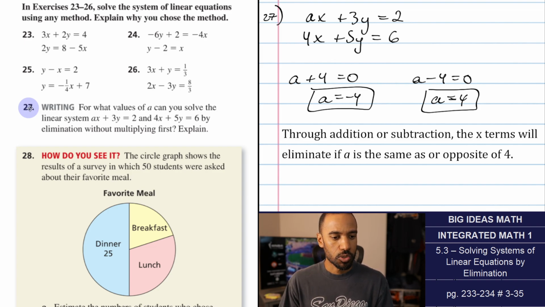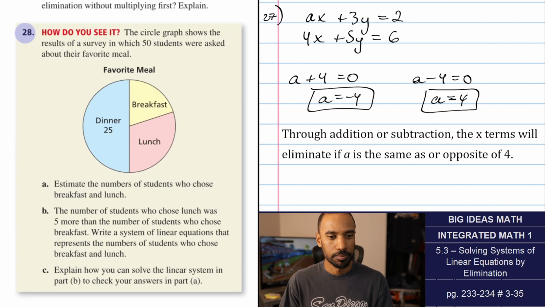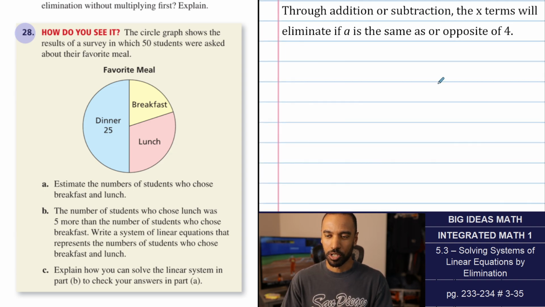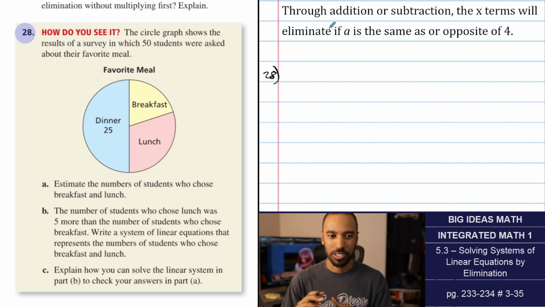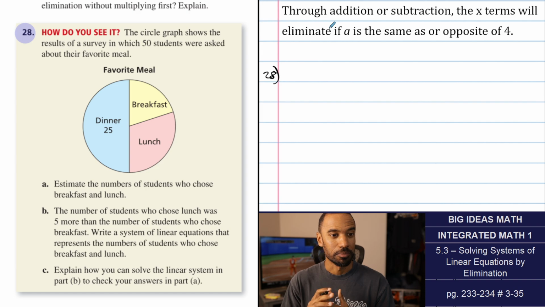Number 28, how do you see it? The circle graph shows the results of a survey in which 50 students were asked about their favorite meal. Ooh, I don't know, man. I'm a big breakfast guy, but also, I'll tell you what, I'll put lunch last, depending on lunch meals. I love my breakfast. I love my breakfast for dinner. I love my dinner for breakfast, too. I ate a lot of leftovers.